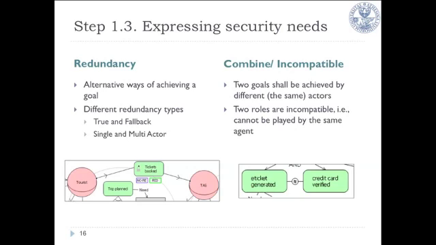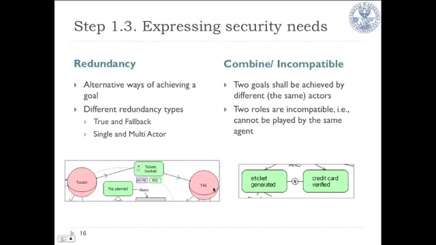And having the combination of these categories, we can distinguish four different types of redundancy: true single, true multi, fallback single, and fallback multi. Anyway, the redundancy is specified again over goal delegation and would be represented down here. Next time when we go through the tool, you'll see in practice how we can distinguish the different categories.